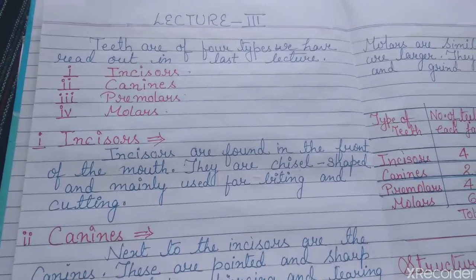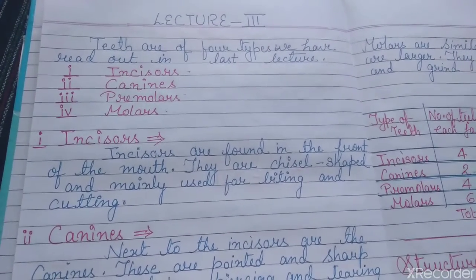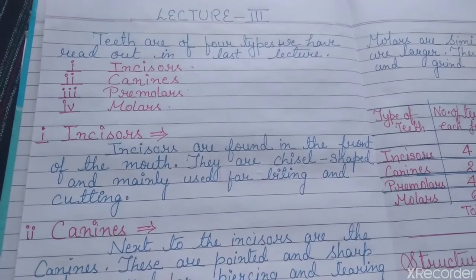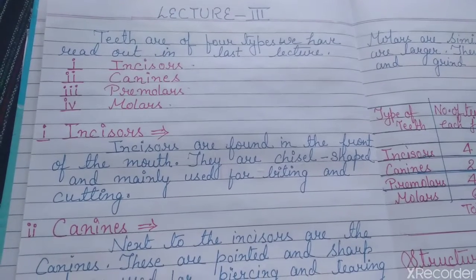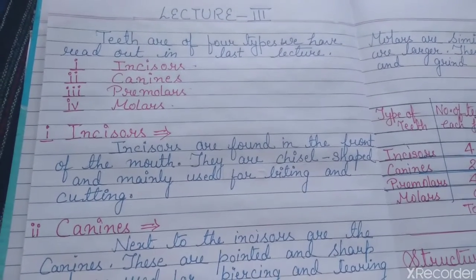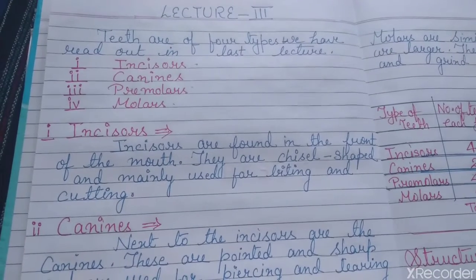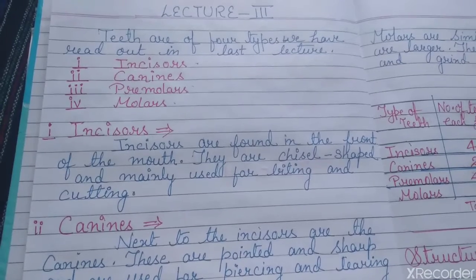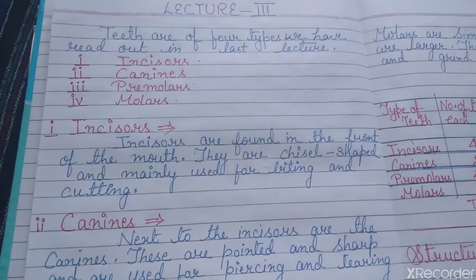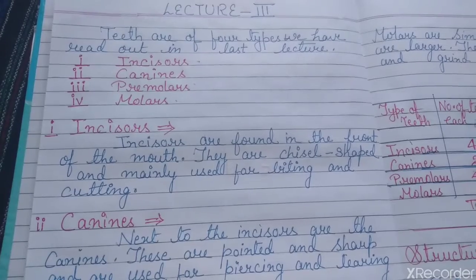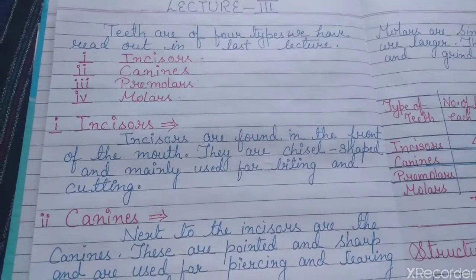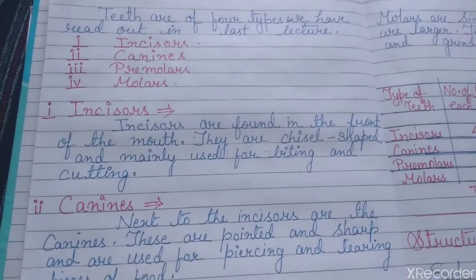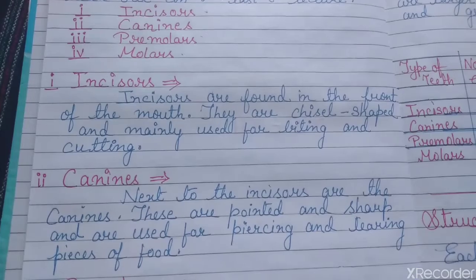Teeth are of 4 types, as we read in the last lecture. The first one is incisors, second is canines, third is premolars, and last is molars. All 4 types of teeth are present in our mouth, and each has a different shape and size. They look somewhat similar to each other, but differ in size. So now let's discuss them.